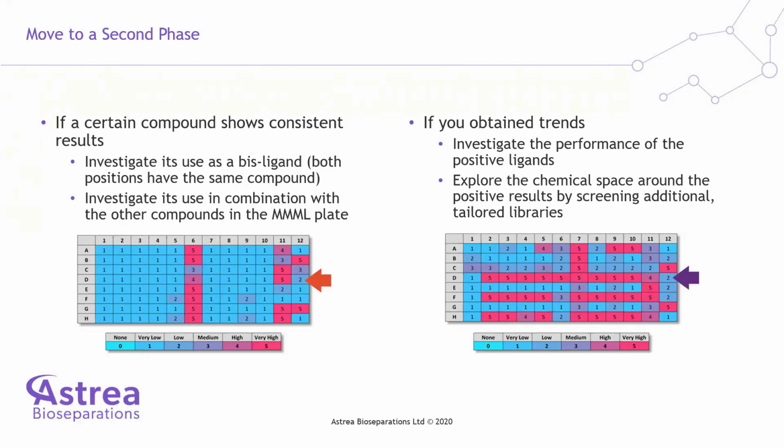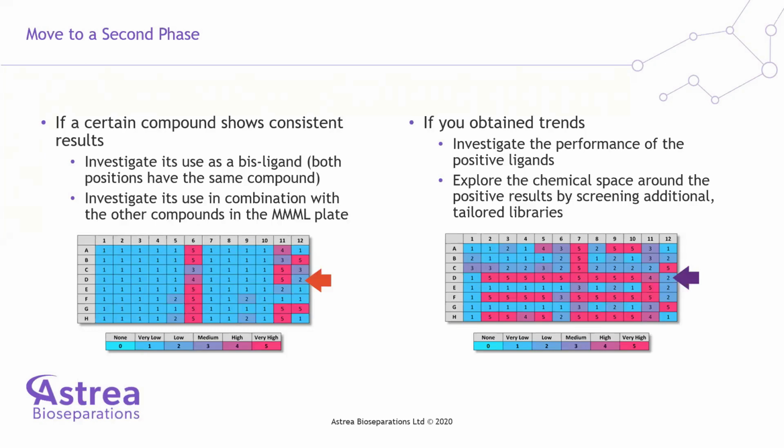On the right-hand side, when you have somewhat of a trend, but there's more positives in the plate, you can choose to either investigate the performance of the positive ligands, at least a few of them, as there are common traits on them, or explore more of the chemical space around those positive results.